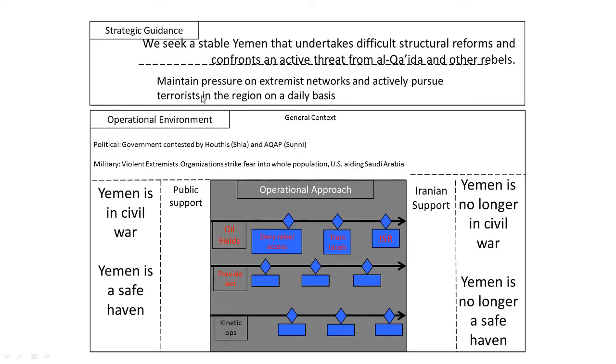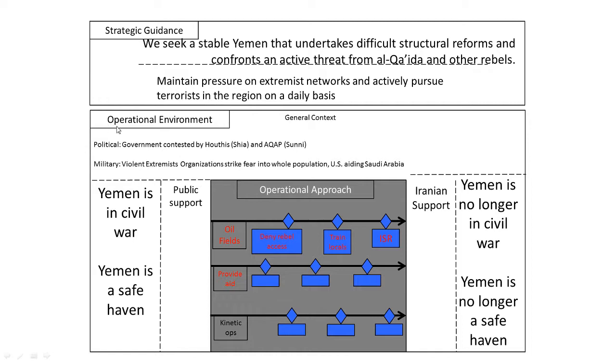An example that I've done here in terms of Yemen: this first part is "we seek a stable Yemen," and so on. That is pulled straight from the NSS. It wasn't pulled from the most recent one, but from the previous NSS. And this one right here was pulled straight from the CENTCOM posture statement. So this is an example of taking text verbatim from each of these sources.